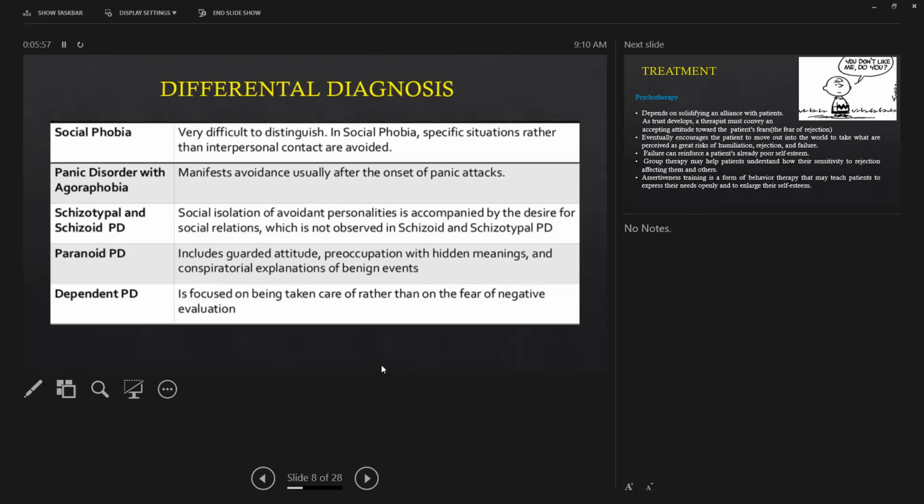Now differentiating it from other personality disorders. In schizotypal and schizoid personality disorder, the social isolation of avoidant personality disorder is accompanied by the desire for social relations, which is not observed in schizoid or schizotypal personality disorder. Differentiating it with paranoid personality disorder, it includes a guarded attitude, preoccupation with hidden meaning, and conspiratory explanation of benign events. While in dependent personality disorder, it is focused on being taken care of rather than on the fear of negative evaluation.